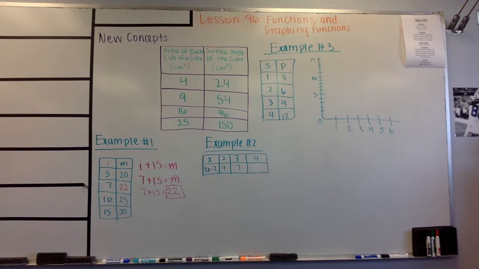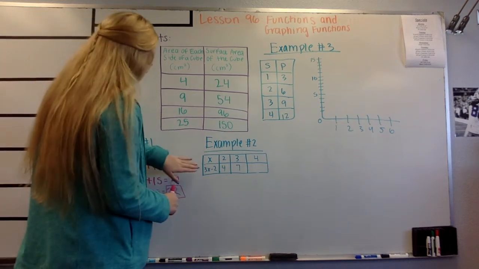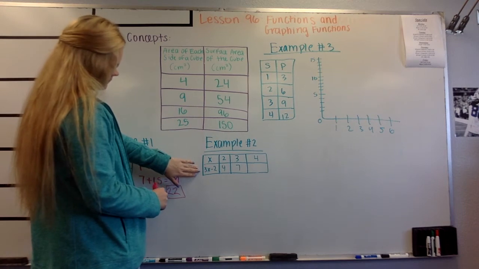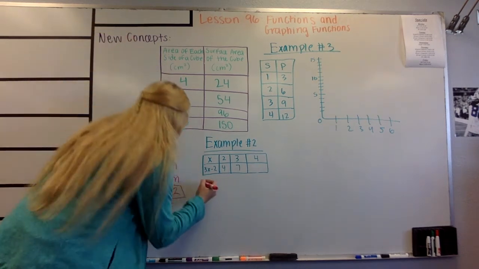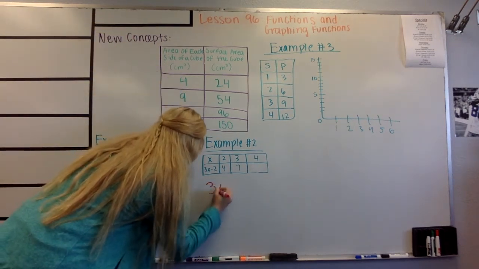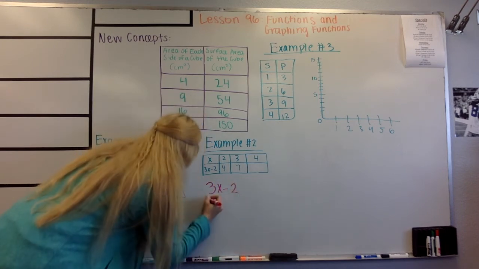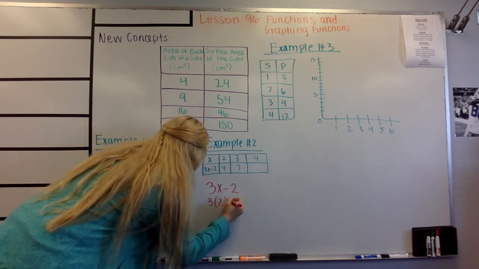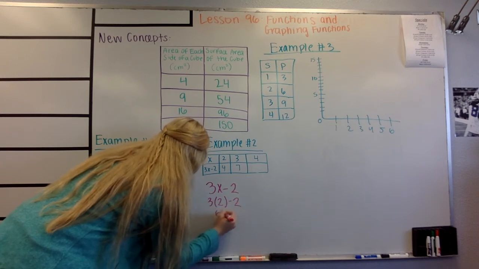All right, let's take a look over at example number 2. Find the missing number in this function table. Now, this is an equation, just like we've had throughout the year. You have to make sure and follow the equation in order to find out what you are doing. So if we look at it, we have 3x minus 2 equals, well, I'm going to replace the x with 2 to begin with. So 3 times 2 minus 2 would equal 4.